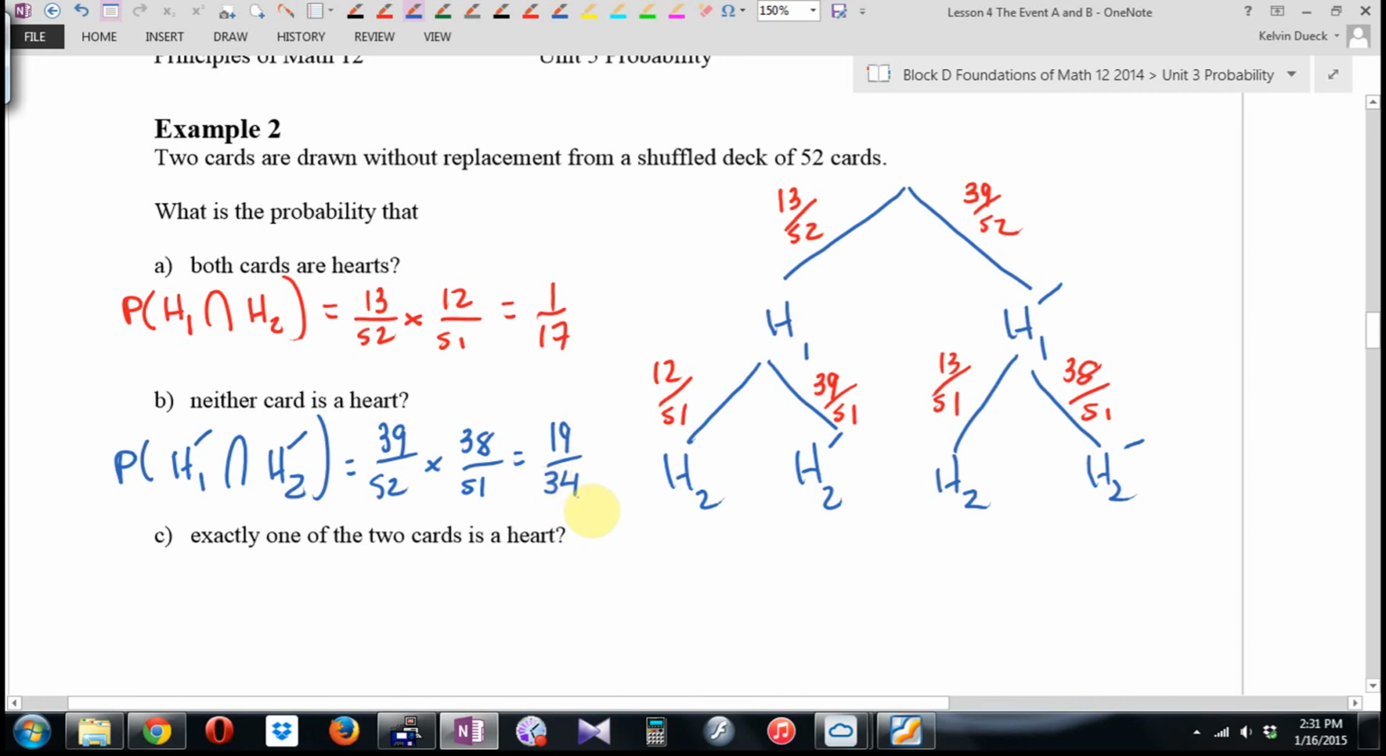Are the odds bigger than 50% or less than 50% that I get no hearts in two cards? What would 50% be? What out of 34? 17. So you know what? You got a better than even chance of getting no hearts. So if someone was saying, hey, I'll bet you that you get no hearts, I'd take that bet because I got a better than even chance of winning. And the more times I bet, the more likely it is that I'll come out ahead.